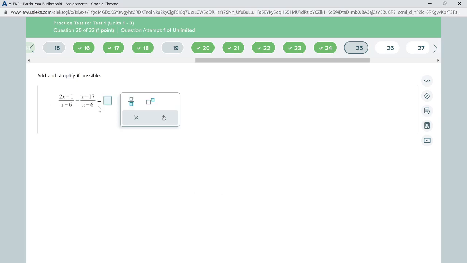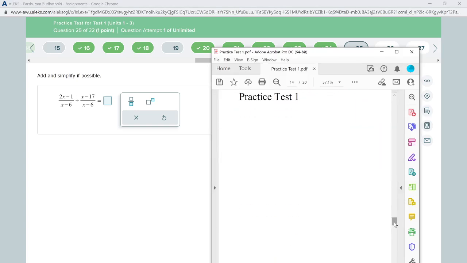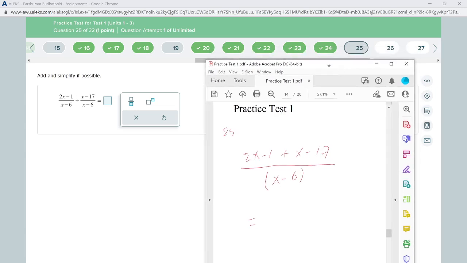Okay, now addition. Whenever you try to add, you have to look here at the denominator. If they have the same denominator, addition is very easy. You just have to combine them by writing one denominator and copying everything as is with the sign. Remember, you have to apply the sign rule. Because there is a plus sign here, I don't have to worry about the sign rule. But if there is a minus sign, then I have to apply that minus to this negative 17 as well. Now after that, we have to simplify on the top, which is 2x plus x is 3x, negative 1 and negative 17 is negative 18.